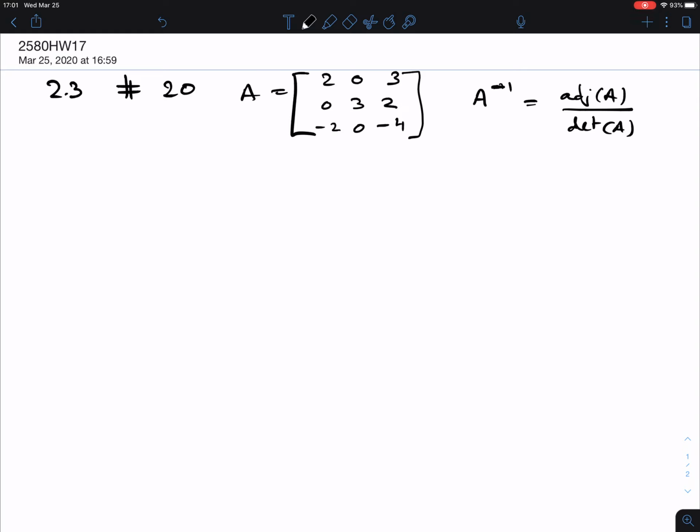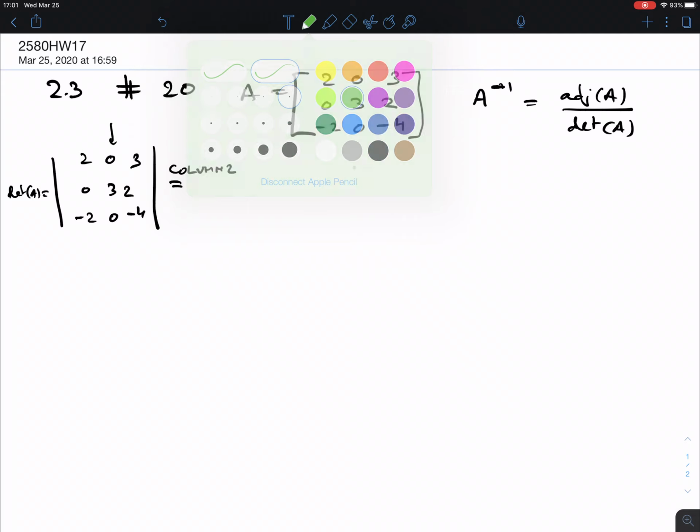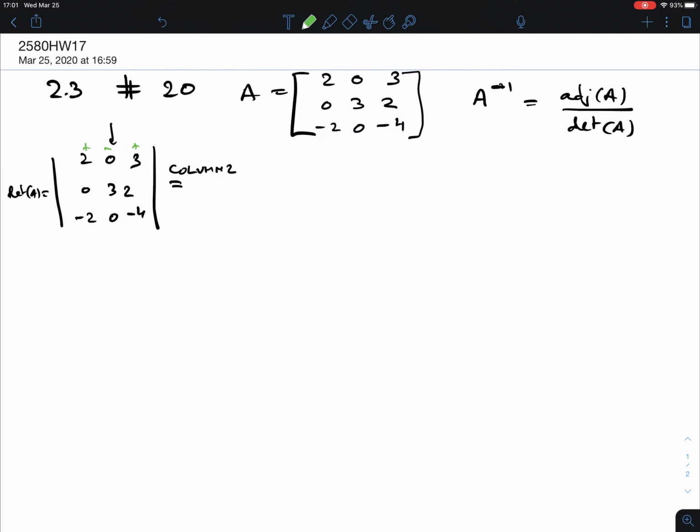So let's start with the determinant of A. That is 2, 0, 3, 0, 3, 2, minus 2, 0, negative 4. I could do row reduction, but I see that it's actually much easier if I just do expansion along this column. So I use column 2, taking into account always the pluses and minuses. By now perhaps you can recognize this. It's going to be a plus here because we're going to do expansion with this element, right?